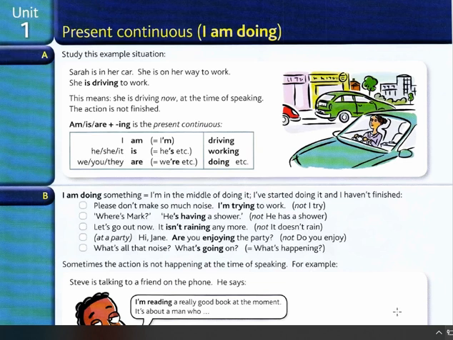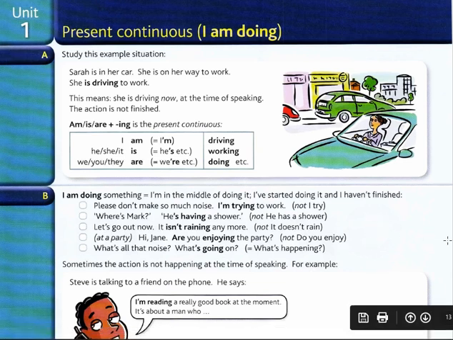So for this lesson, for the first lesson, we will focus on present continuous. And for this lesson, I'm working with the English Grammar book. Present continuous is included in the first unit of this book, so I will start with the first unit.